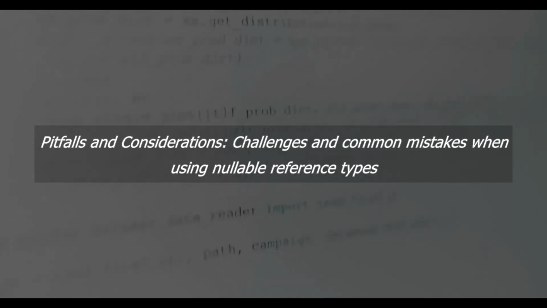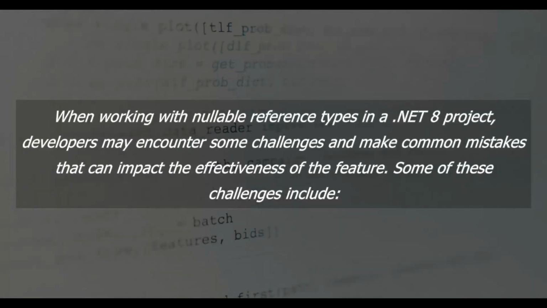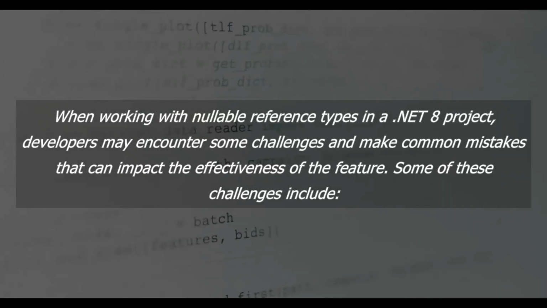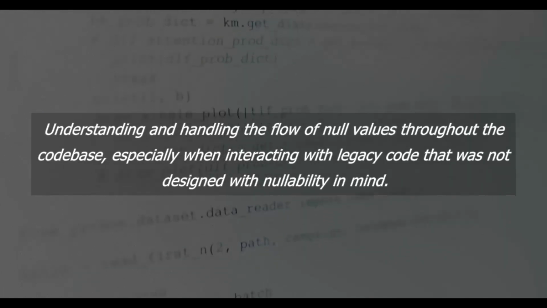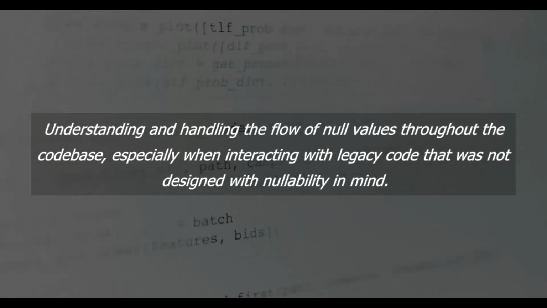Pitfalls and considerations. Challenges and common mistakes when using nullable reference types. When working with nullable reference types in a .NET 8 project, developers may encounter some challenges and make common mistakes that can impact the effectiveness of the feature. Some of these challenges include understanding and handling the flow of null values throughout the codebase, especially when interacting with legacy code that was not designed with nullability in mind.